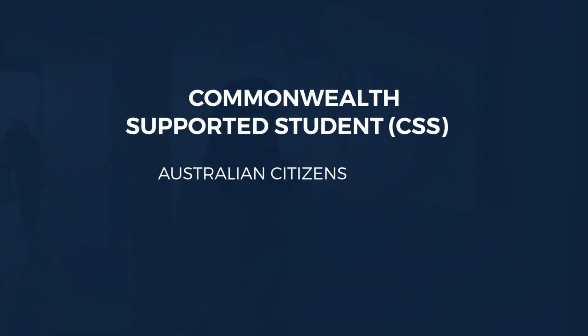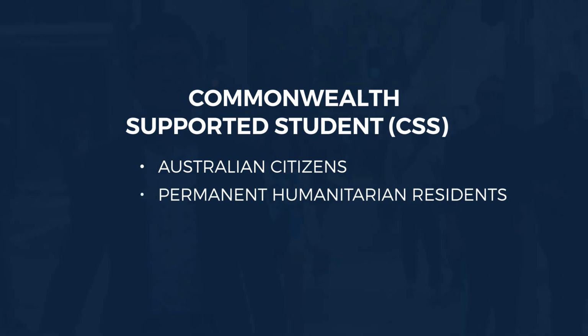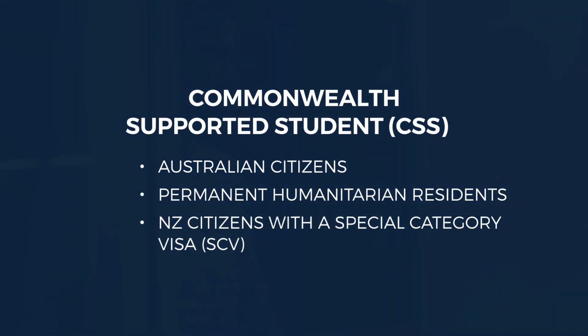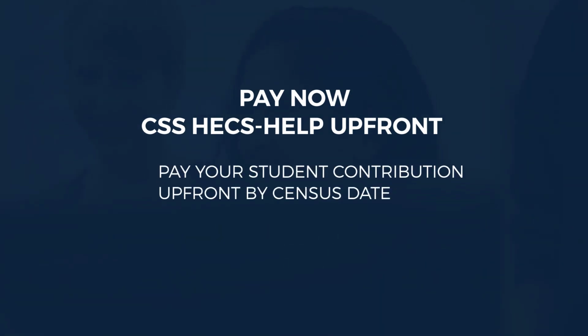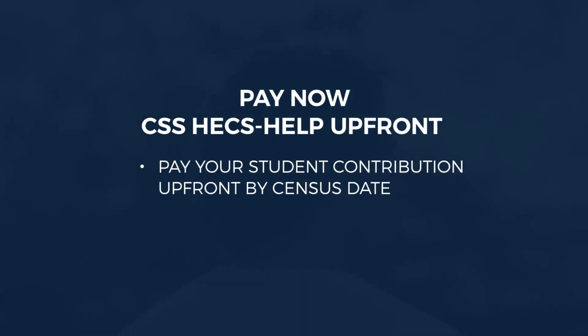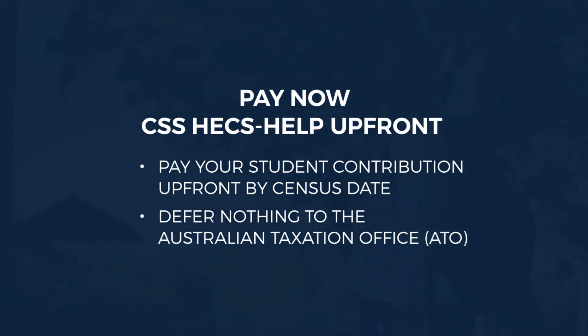For eligible Commonwealth-supported students, that is Australian citizens, permanent humanitarian residents and New Zealand citizens with a special category visa, you can select from the following 3 payment options. Pay now, CSS HECS-HELP upfront. This means you can pay your student contribution amount on your fees as displayed on your fee statement in SOLS, or upfront by the census date of the current session, deferring nothing to the Australian Taxation Office.